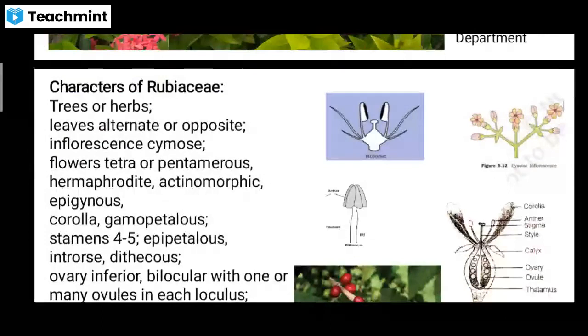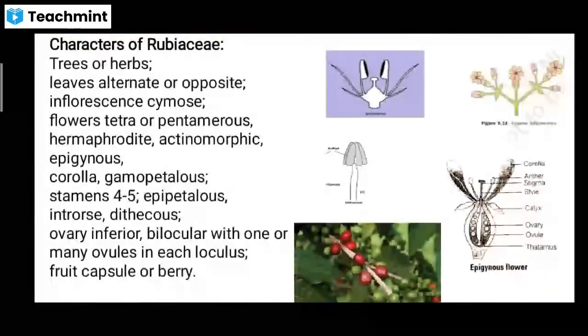Then all members of this family are epigynous. Epigynous means above the ovary all floral parts are present. That means anthers, petals, calyx, all parts are above the ovary. Then next is about the corolla. The corolla is gamopetalous. Gamo means fused condition.